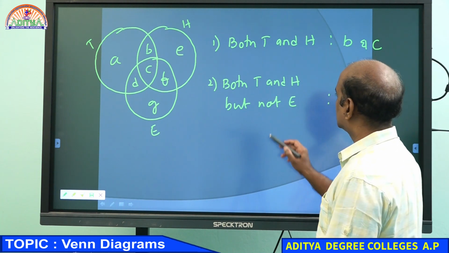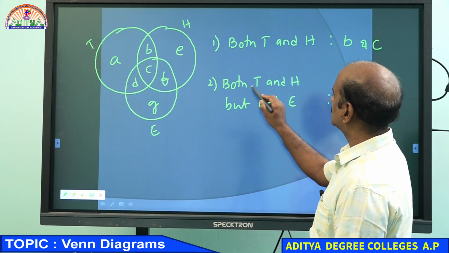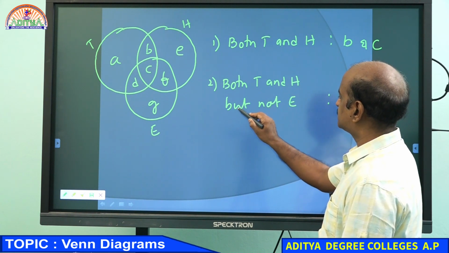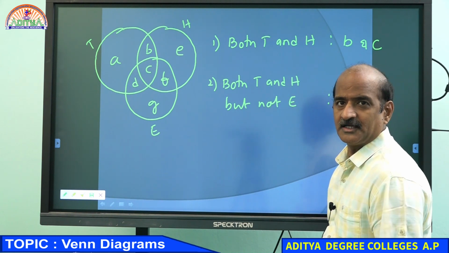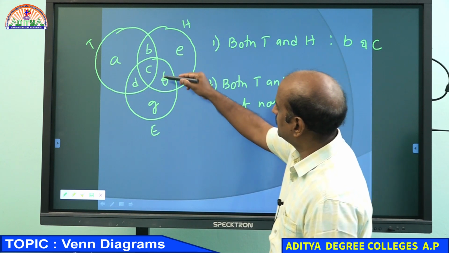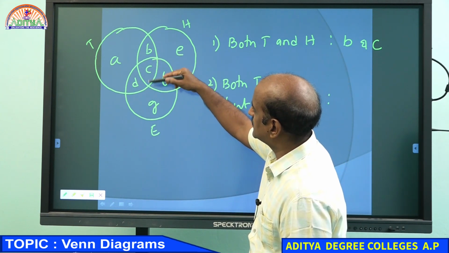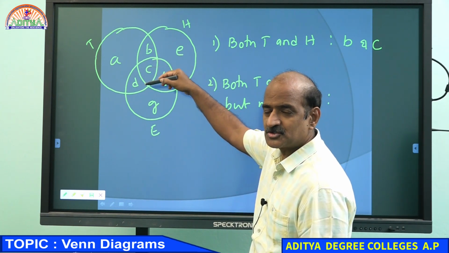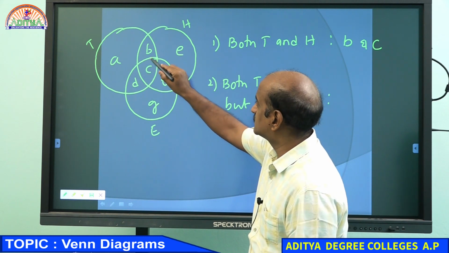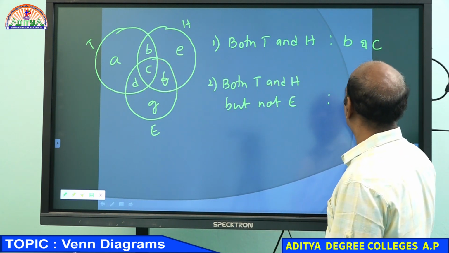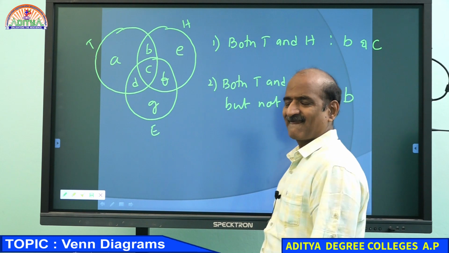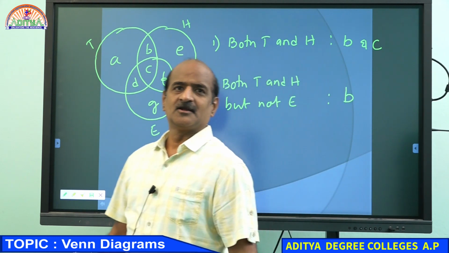But for question number 2, both Telugu and Hindi, but I specifically mentioned not English, which means you have to delete C because you should not consider C. Hence, what we are left with in question number 2 is B. I hope you understand.